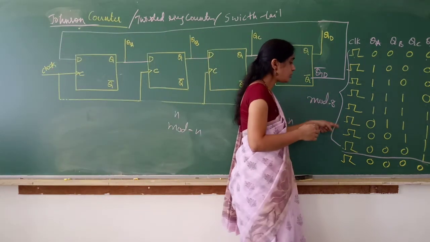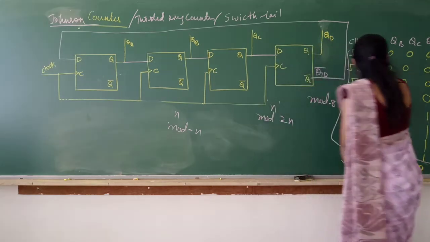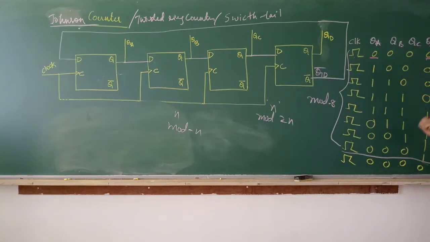In a Johnson counter, for these 8 sequences, we have some uniquely identified pairs. That means, if QA, QD are 0, 0, just observe out of these 8, for any other sequence, will we get QA, QD 0, 0? This particular sequence, QD is 0, but QA is not 0. This particular sequence, QD is 0, QA is not 0. This also. Here QA is 0, but QD is not 0. So this is the unique pair in this particular sequence.